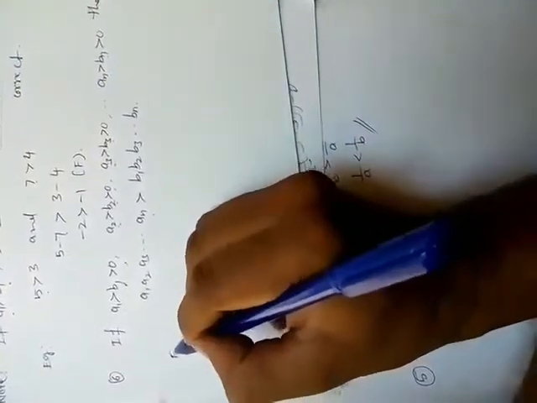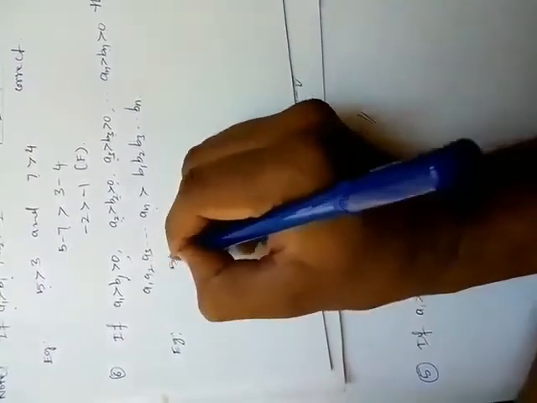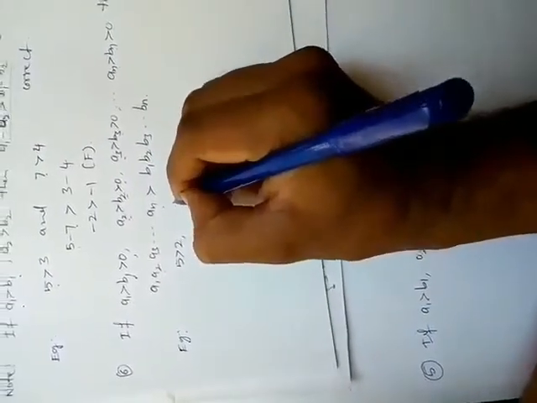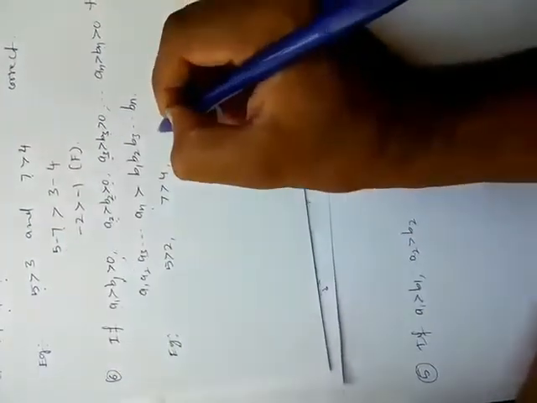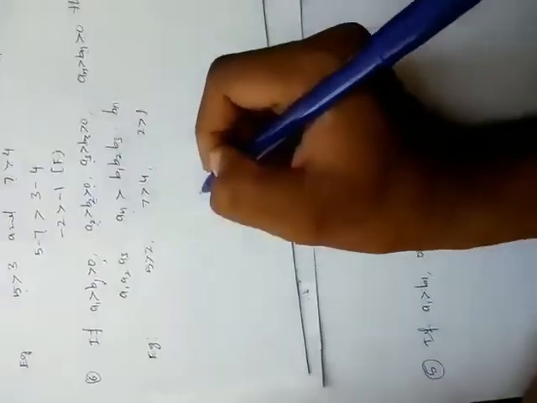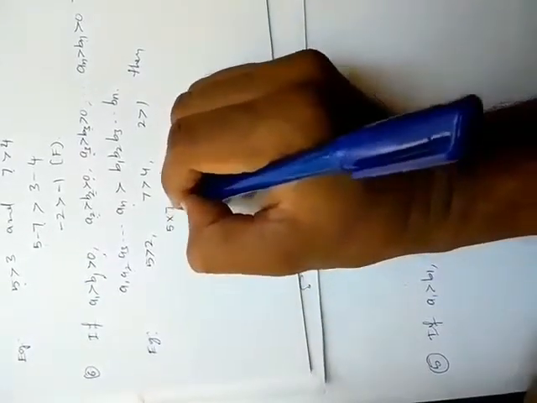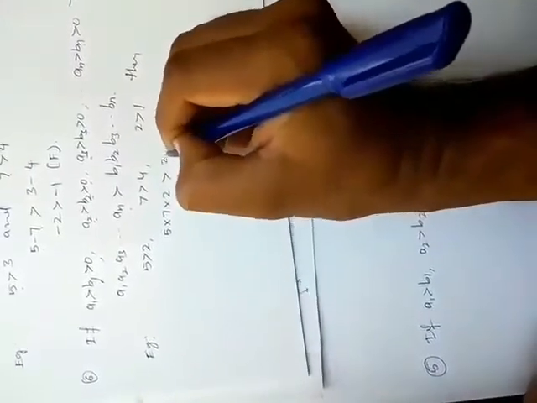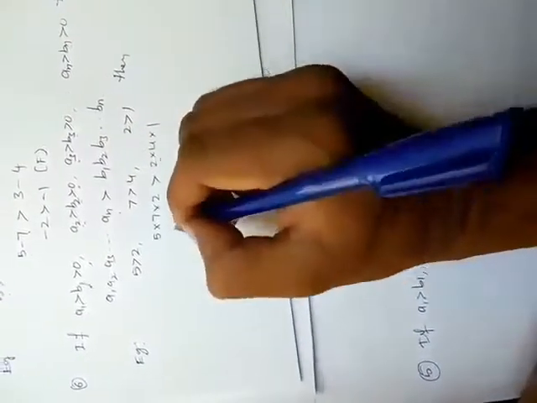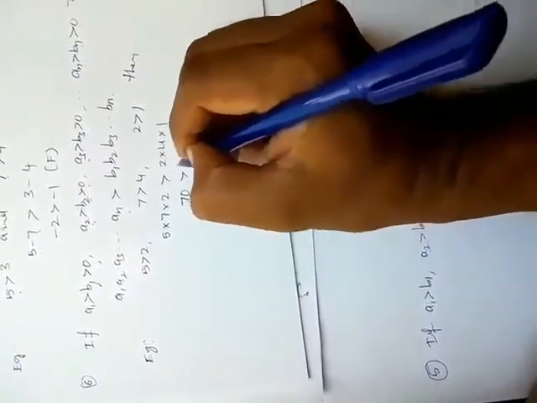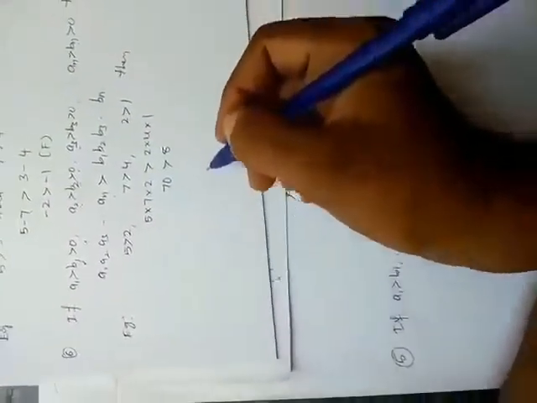See this example here. 5 greater than 2, 7 greater than 4, 2 greater than 1, then 5 into 7 into 2 is greater than 2 into 4 into 1, 70 is greater than 8.